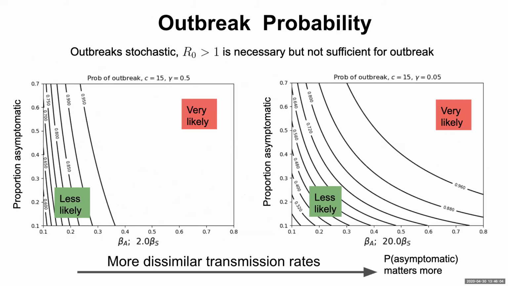Now, the other thing this framework allows us to do is to look at the probability of an outbreak instead of the outbreak threshold, demonstrating the probabilistic nature of this model. As before, more dissimilar transmission rates implies that asymptomatic cases matter more.